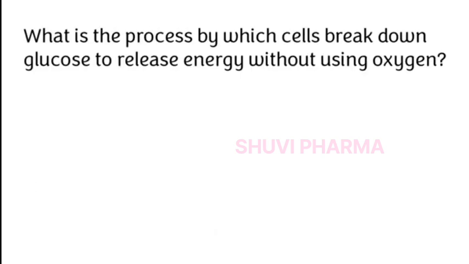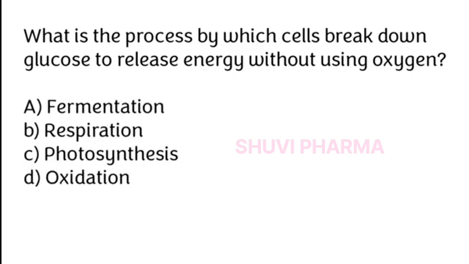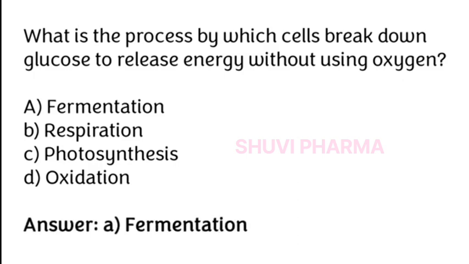What is the process by which cells break down glucose to release energy without using oxygen? Fermentation, respiration, photosynthesis, oxidation. The correct answer is option A. Fermentation is the process by which cells break down glucose to release energy without using oxygen.